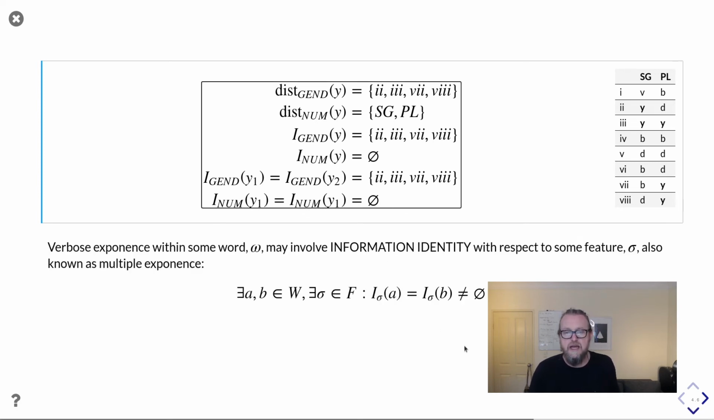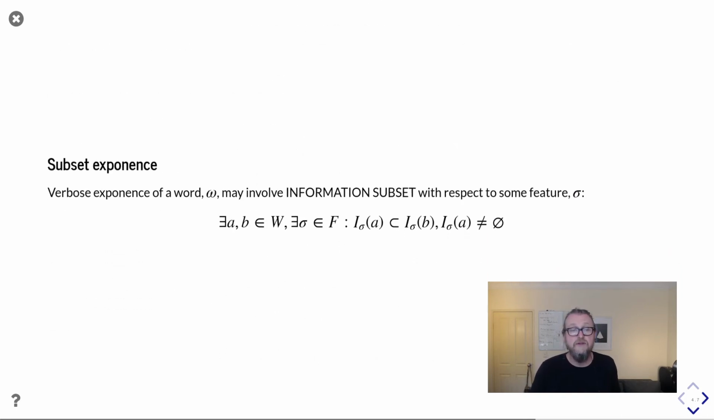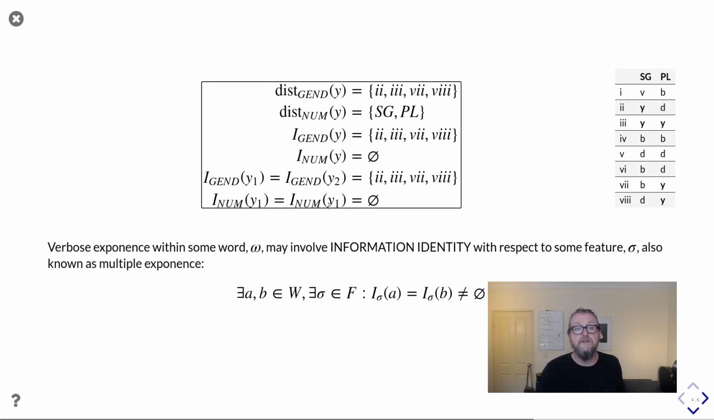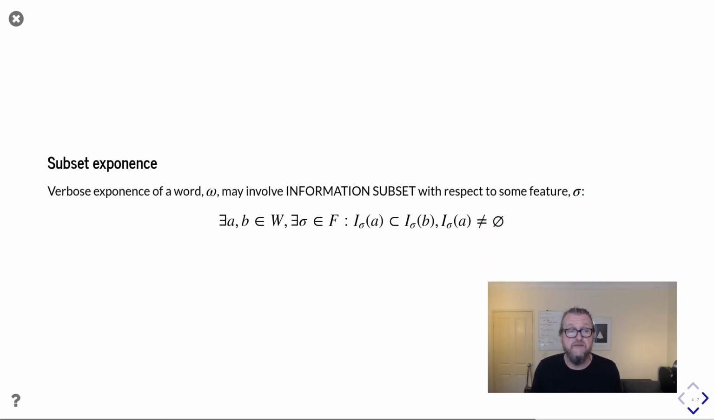So we can now check with our definition of information identity, also known as multiple exponents, that it is multiple exponents of gender, but not of number. So again, we can quickly classify our data, right? Well, at the moment, we can't do it quickly. We have to do it painstakingly with this formal definition, sorry, not an algorithm. But we can see how we can use this then to speed things up, right?